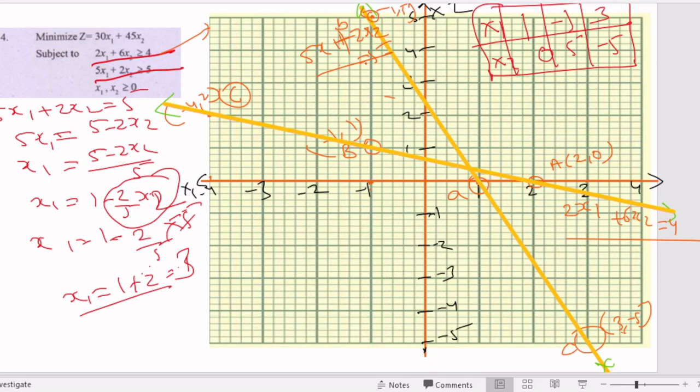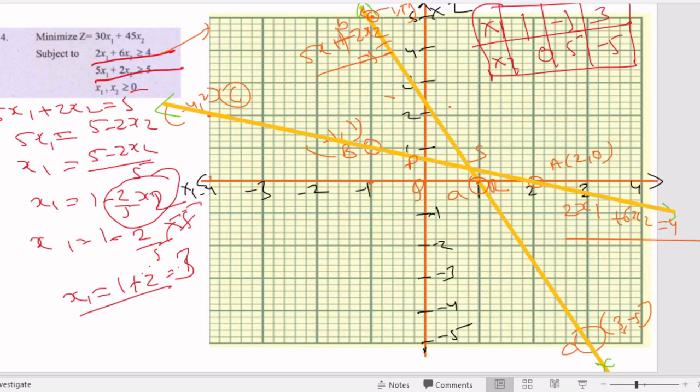We have two lines. Now we have to find the feasible region. Let's say the regions are P, Q, R, and S. These are the regions, right? But we need to figure out whether to go to the right side of the line or the left hand side of the line.